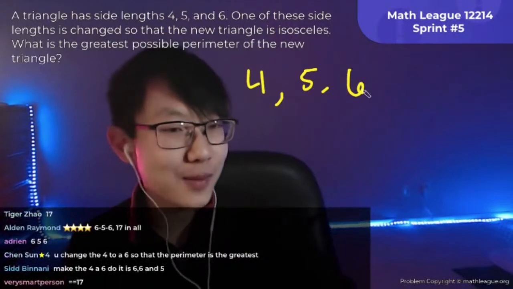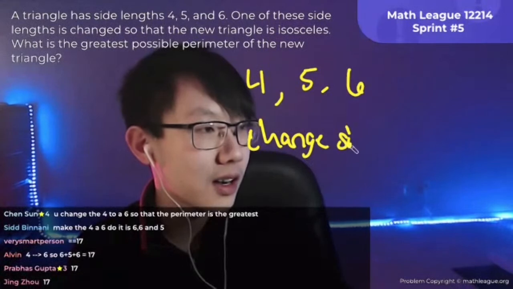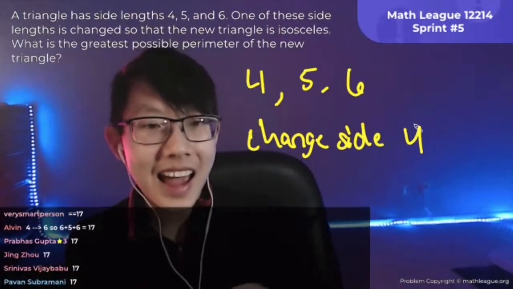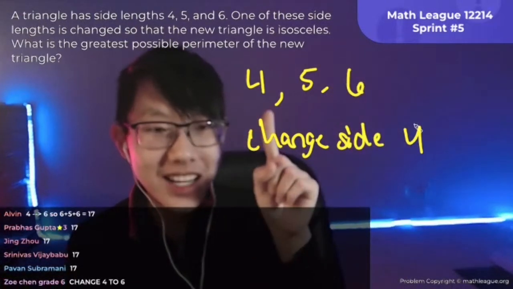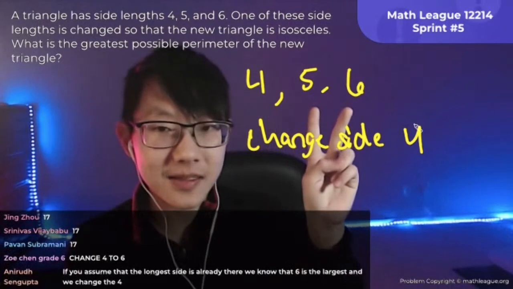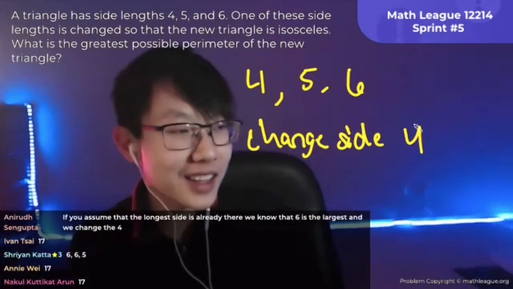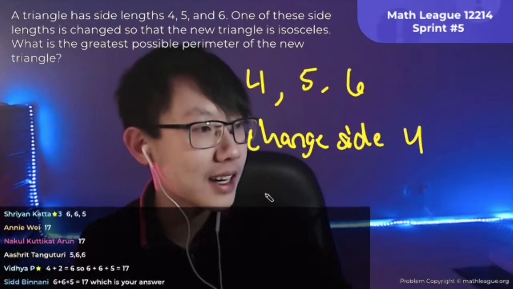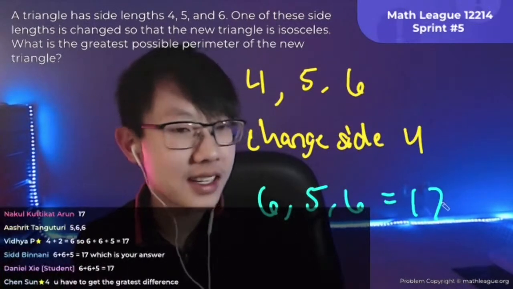Okay, so right away I'm thinking I need to change 4. So change the side with length 4. Since the new triangle is isosceles, it has to change into 5 or 6, because whatever number you change has to change into an already existing number. So right now, the only one that makes sense would be changing 4 to 6, because we want the biggest number possible, right? So if we do 6, 5, and 6, that gives me perimeter 17.